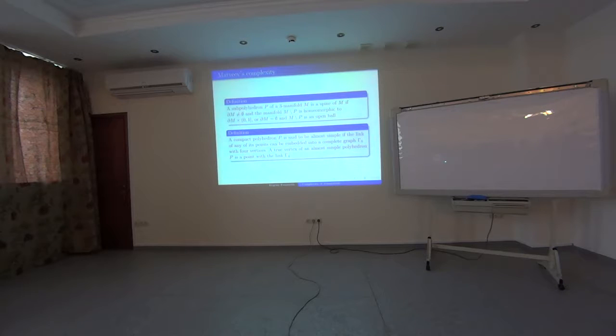We consider a particular class of such polyhedra, such spines. A spine is called almost simple if the link of any of its points can be embedded in the complete graph with four vertices, Gamma 4. And we measure the complexity by the number of true vertices, which are exactly the points whose link is the graph Gamma 4.